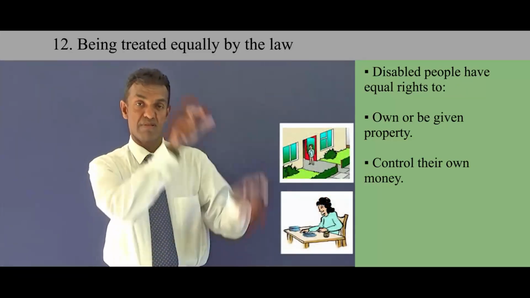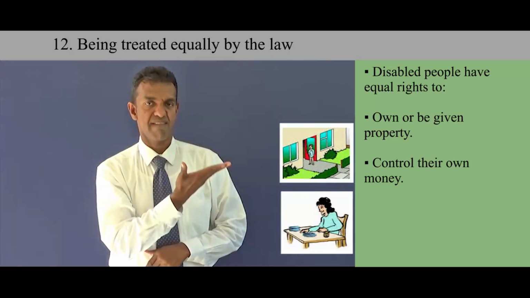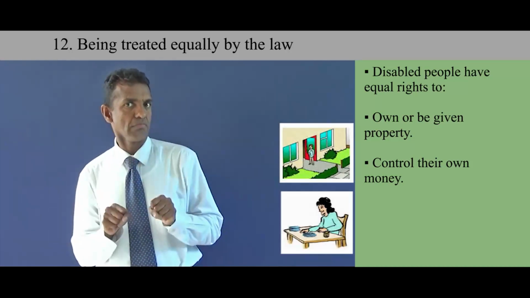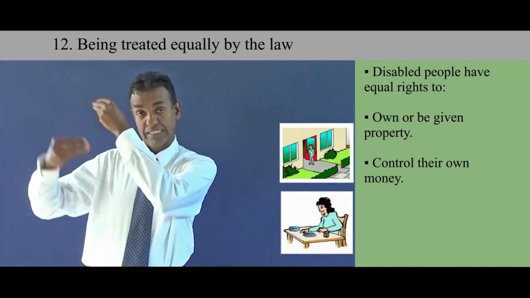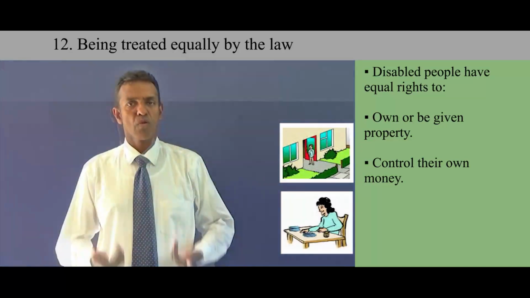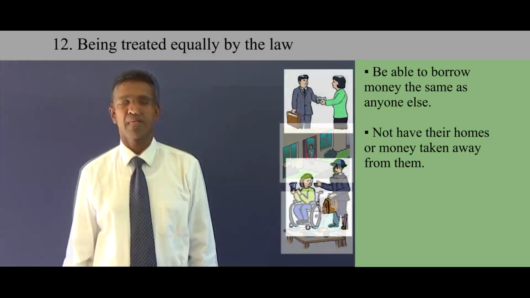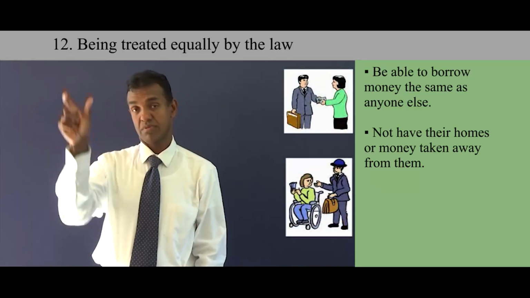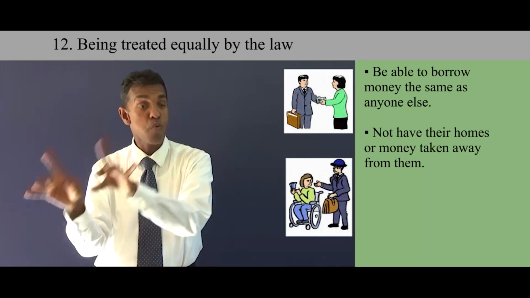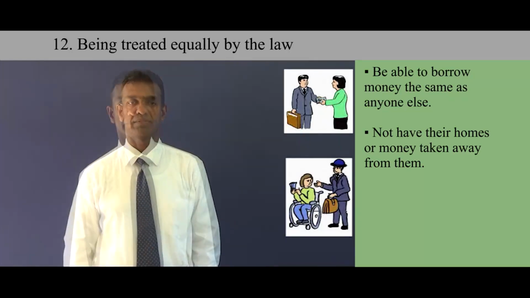Disabled people have equal rights to own or be given property, control their own money, be able to borrow money the same as anyone else, not have their homes or money taken away from them.